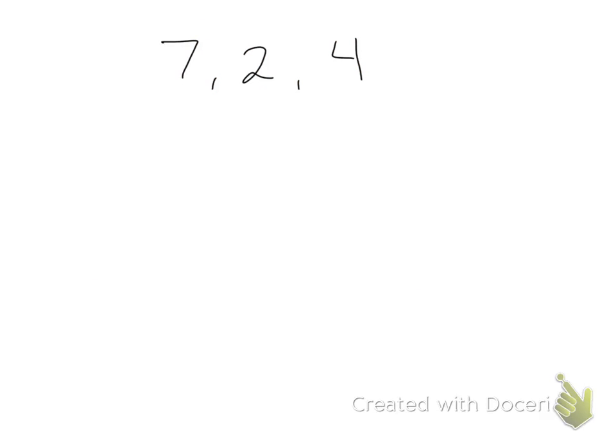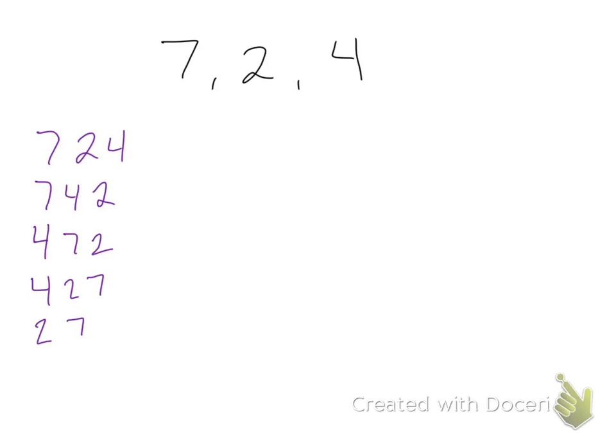Okay? All right. Let's write all the 3-digit numbers I can make using the digits 7, 2, and 4, making an organized list. So I can only use each number once. Okay, so I have 724, 742, 472, 427, 274, and 247. Okay, so let's list these in order from least to greatest.